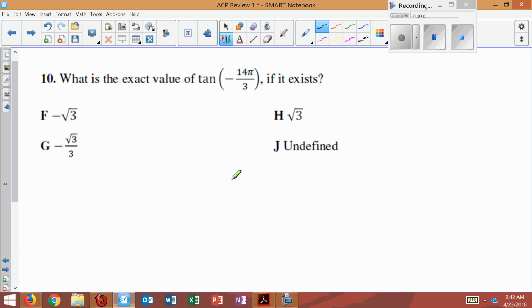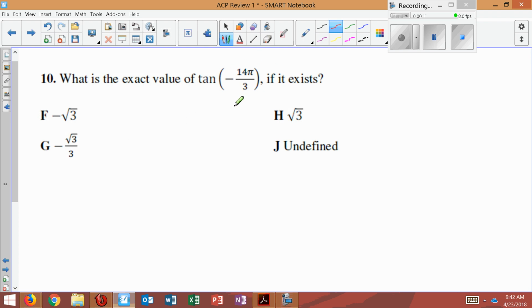Number 10, what is the exact value of tangent negative 14 pi over 3 if it exists? All right, so we could type this into the calculator and get a value. The problem is the calculator won't give it to us in exact form. So we've learned something called a reference angle.